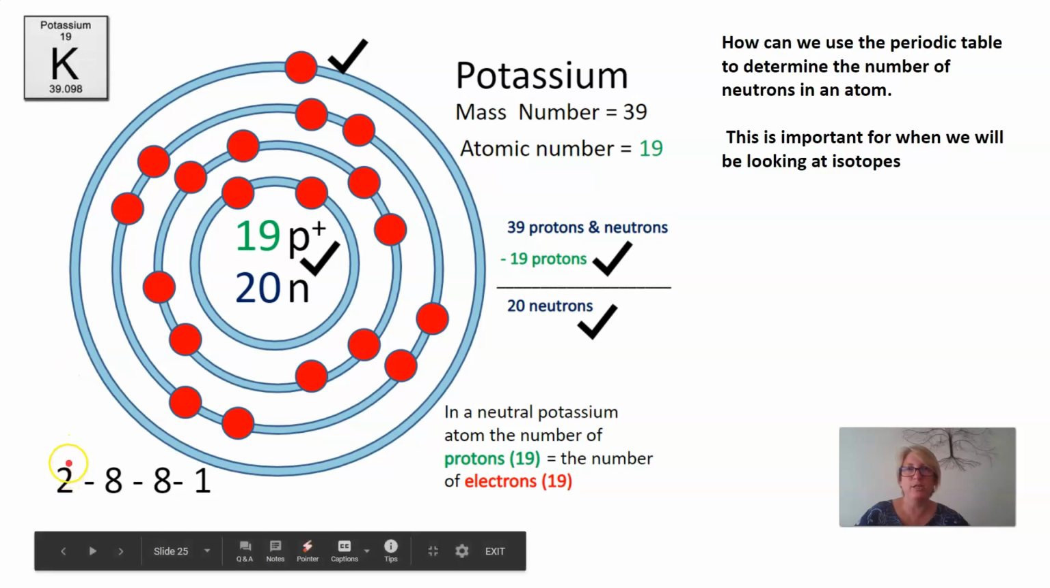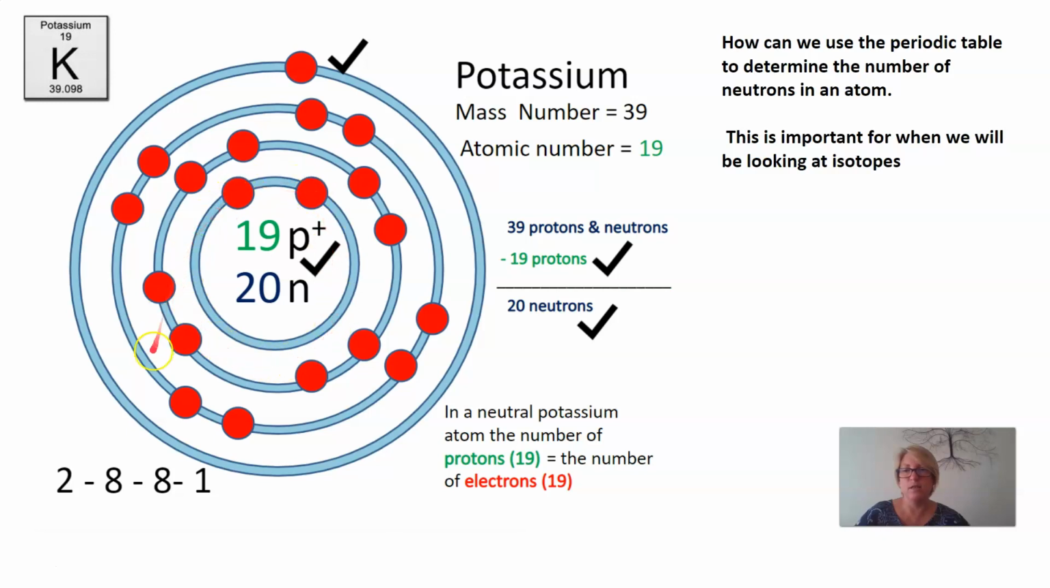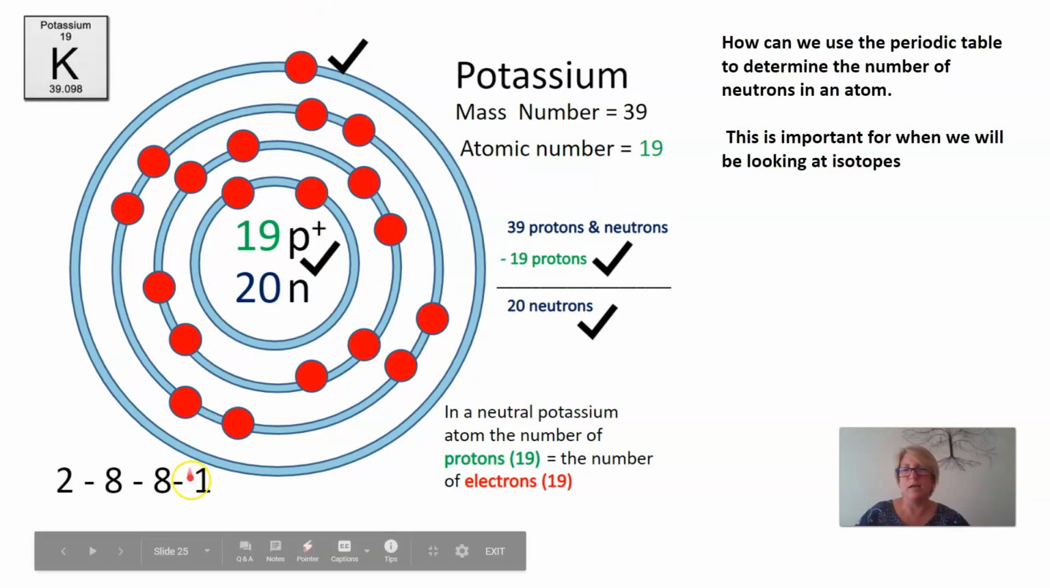The first shell can only take a maximum of 2 electrons. So in our first shell, there is 2 electrons. The second shell can take 8 electrons. 1, 2, 3, 4, 5, 6, 7, 8. The next shell can take 8 electrons. 1, 2, 3, 4, 5, 6, 7, 8. Then we draw our last shell, and we know that it is in group 1, and it can have 1 electron in its outer shell.